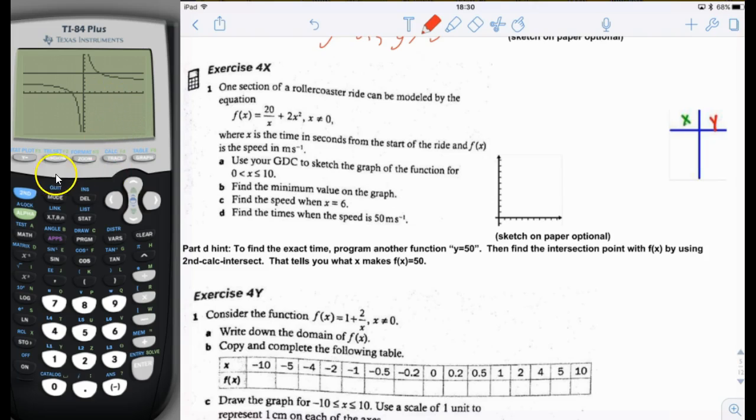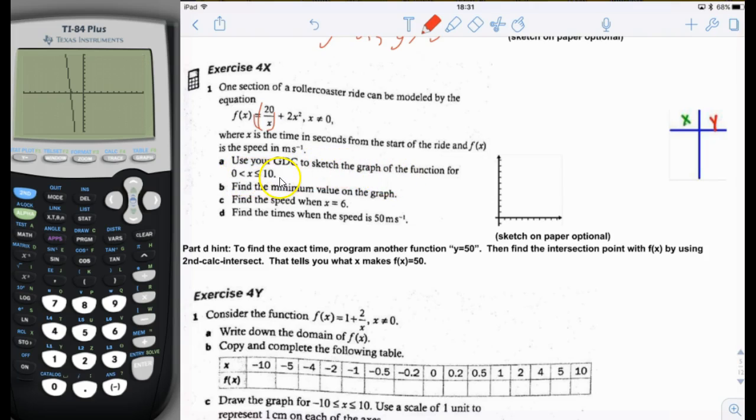Okay, so let's go to function. We're going to clear it out. Then we're going to put in the function here. And again, I would put parentheses around this 20 over x. So parentheses 20 divided by x, plus 2x squared. Okay, now I'm going to graph it.